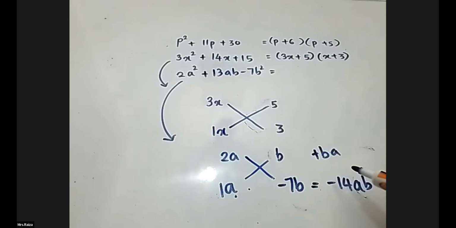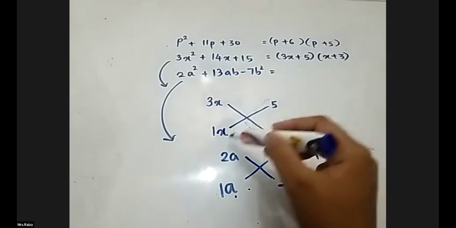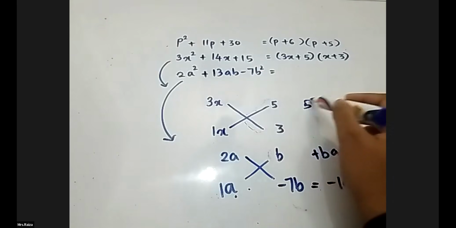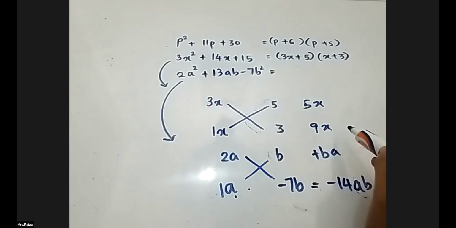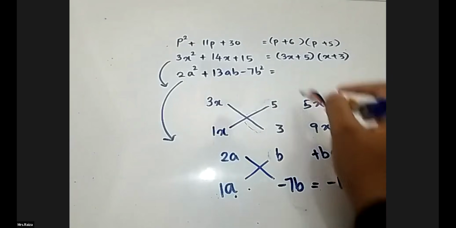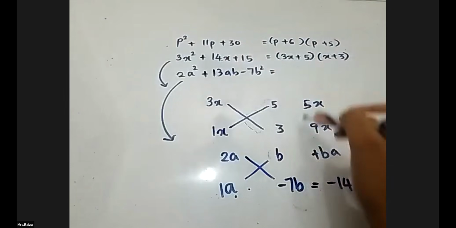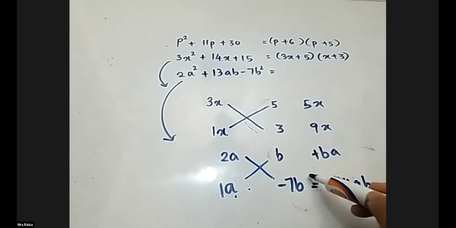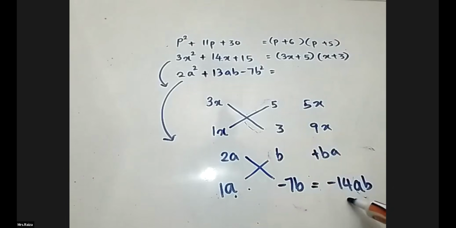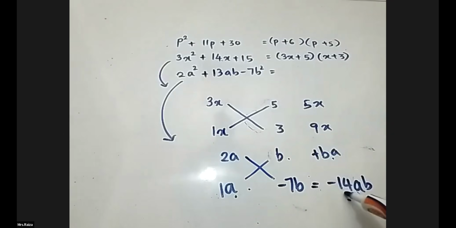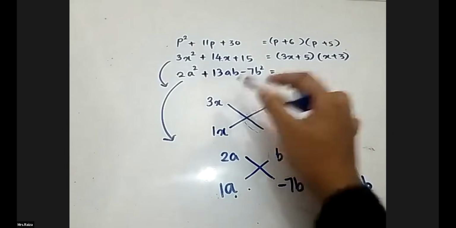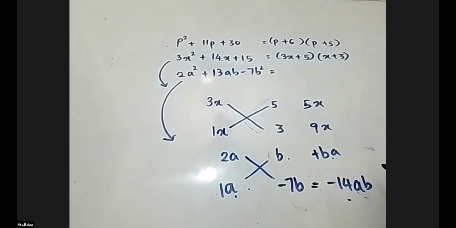Can you understand? If you do here, 5 into x is 5x, 3 into 3 is 9x. When you add 9x and 5x, you get 14x. So this is correct. But in this case, if you take 7 into 2, minus 14ab, 1a into 1b plus ba, when you subtract these two, you get the middle term plus 13ab. Can you understand?